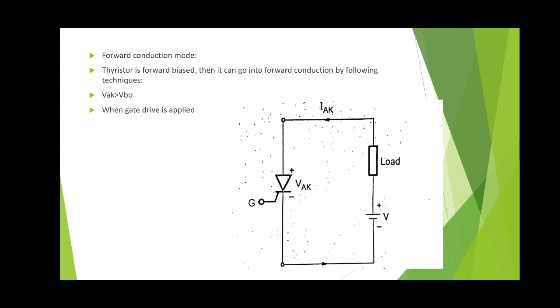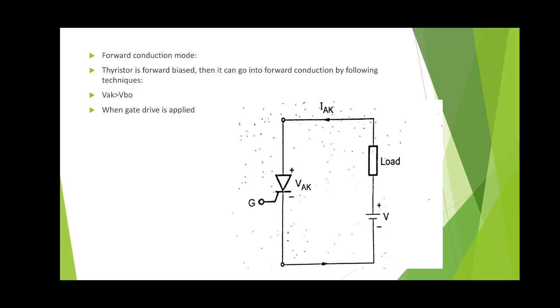So when the thyristor is forward biased, it can go into forward conduction mode by the following techniques. First, when the voltage between anode and cathode is more than the forward breakover voltage, that is VBO, and when the gate drive is applied. So two conditions are there to make the SCR go into forward conduction mode. First, the voltage between anode and cathode is greater than the forward breakover voltage, and second, gate drive is applied. The diagram is shown.